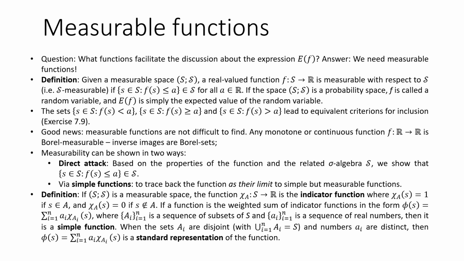So we have simple functions which can be described in a standard representation in which the state space is divided into a series of disjoint subsets over which we have distinct real numbers, and the simple function, the step function, is simply the sum of the indicator functions weighted by the real numbers over the state space.